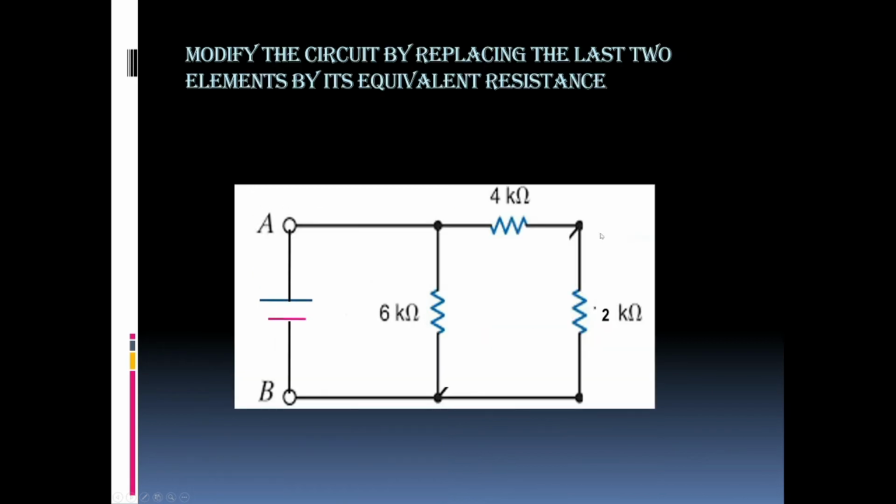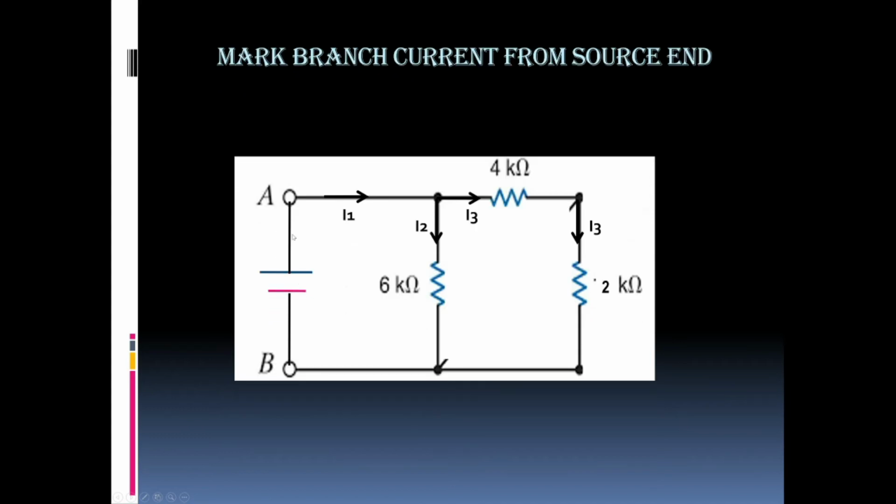You have to replace those two with the 2 kilo ohm equivalent resistance, and then mark the current again from the source. So from the source we have the current I1 flowing through, and then it gets divided into I2 and I3, and then I3 flows.